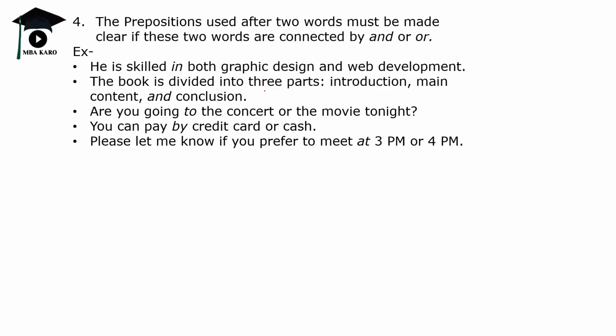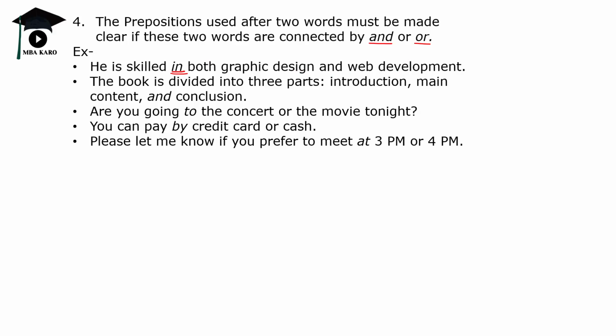Next, when a preposition is used after two words, alright, so the preposition must be made clear if these two words are connected by and or or. Let's see how. He is skilled in both graphic designing and web development. So how will we read it individually if we had to? He is skilled in graphic designing and in web development. So we had to use preposition in both. So we'll simply say he is skilled in both graphic designing and web development.